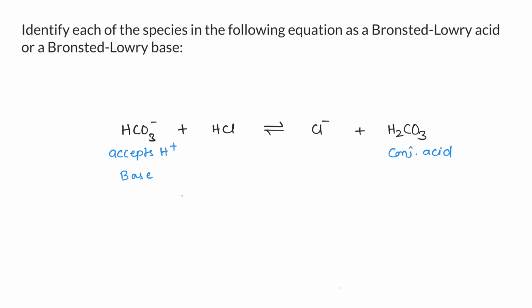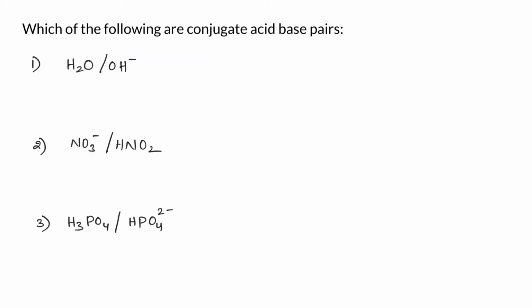HCl, on the other hand, loses a proton to HCO3 minus ion and becomes Cl minus. Therefore, HCl is the Bronsted-Lowry acid and Cl minus is its conjugate base. Next example, which of the following are conjugate acid-base pairs?